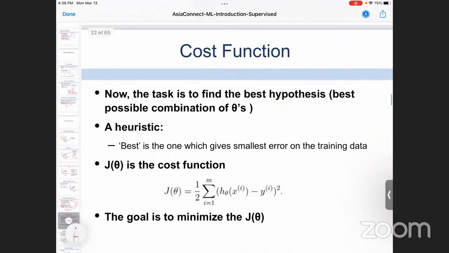So now the task is to find the best hypothesis. As I said, the best hypothesis, the best line from all possible hypotheses. So we can assume here the best is the one which gives the smallest error on the training data. Then the cost function. What is the cost function? Basically the smallest error over all the examples.